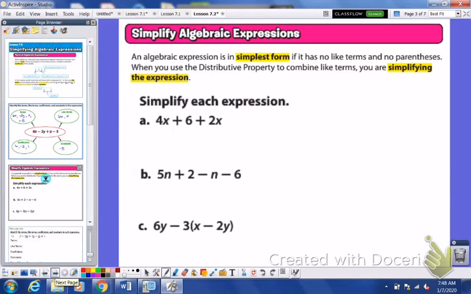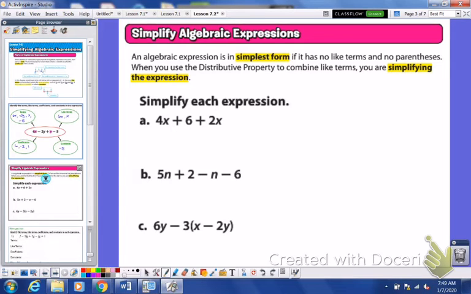Okay, now that we know what the pieces are, we want to work on simplifying. So an algebraic expression is in simplest form if it has no like terms and no parentheses. When you use the distributive property to combine like terms, you are simplifying the expression.